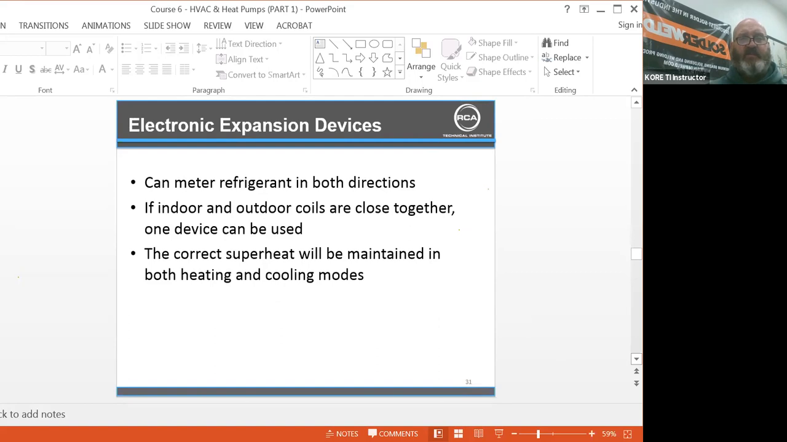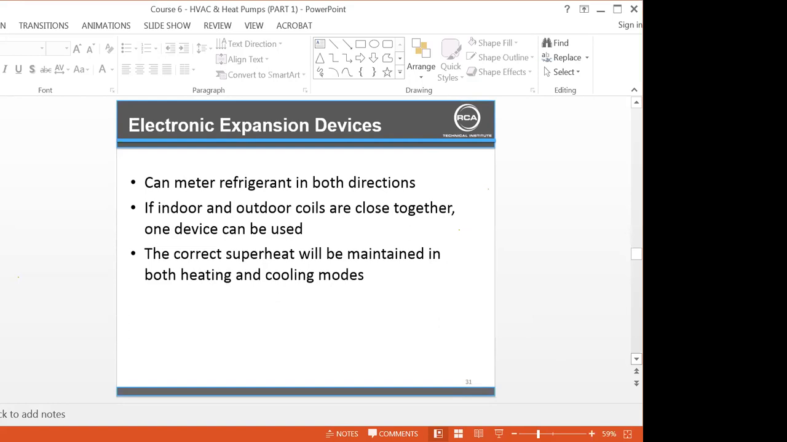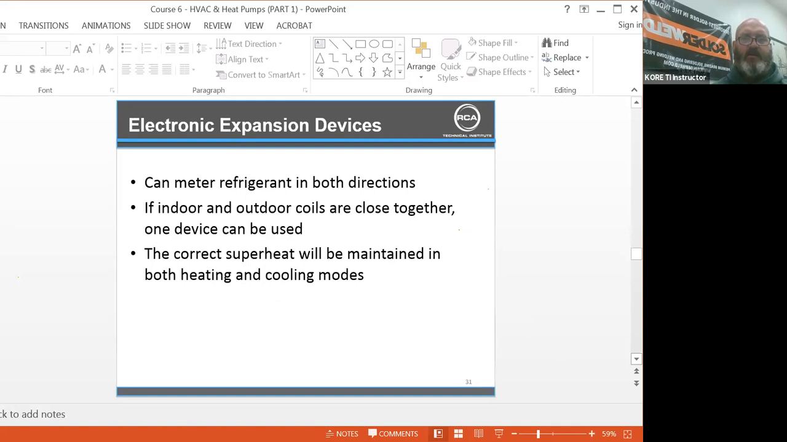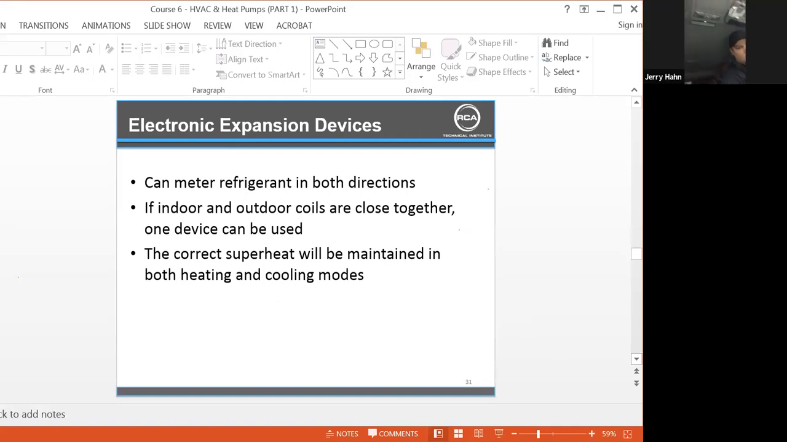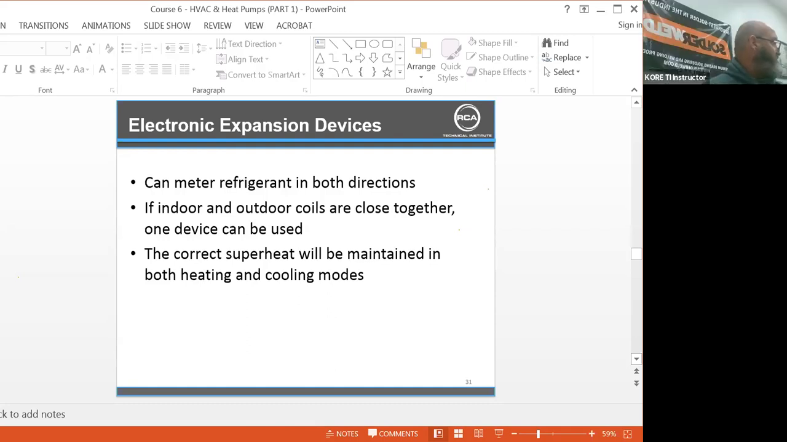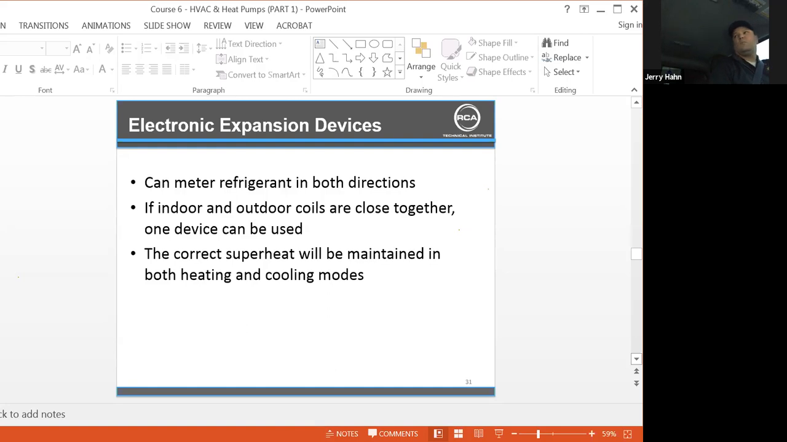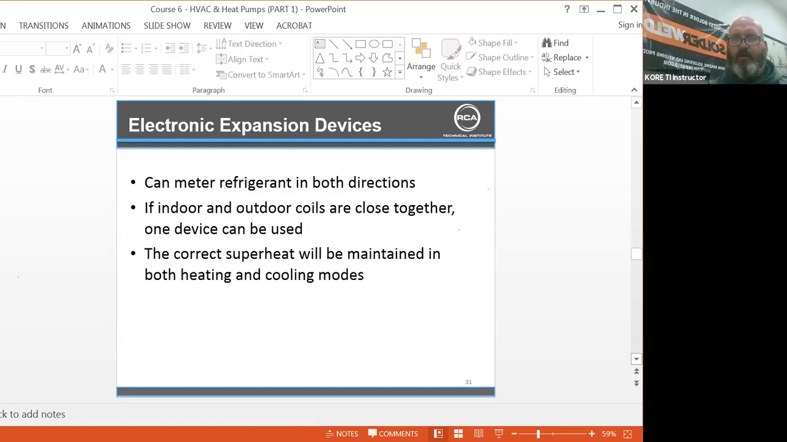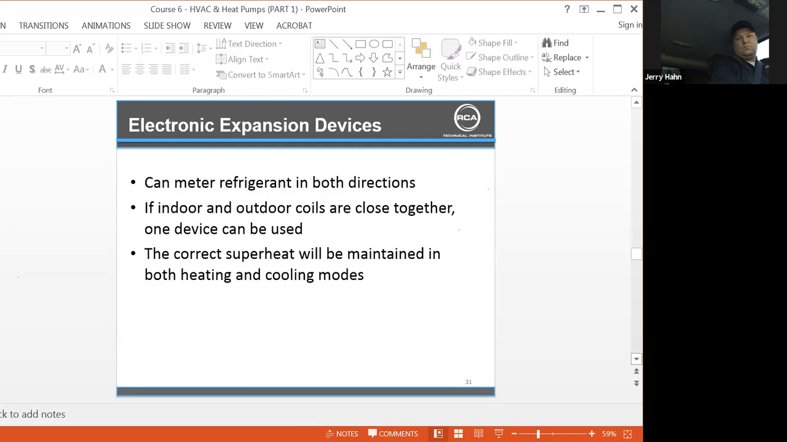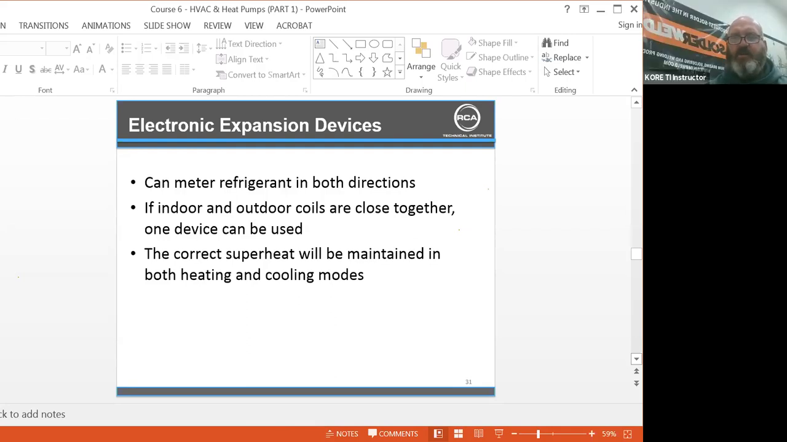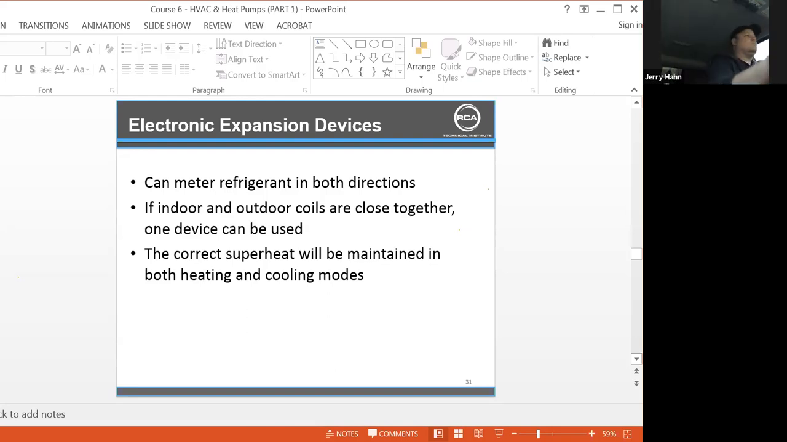Electronic expansion valves can meter refrigerant in both directions. If the indoor or outdoor coils are close together, one device can be used. The correct superheat will be maintained in both heating and cooling. I have not seen an electronic expansion valve before on a heat pump. It must be on the bigger ones. I showed you guys an EEV in an earlier class that my son sent me on a 200-ton Daikin, but you guys doing supermarket work are seeing stepper valves on your cases and whatnot. So you probably see more of them than we do on the air conditioning side.